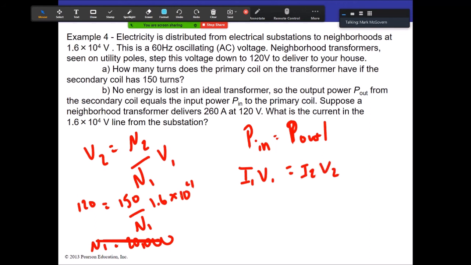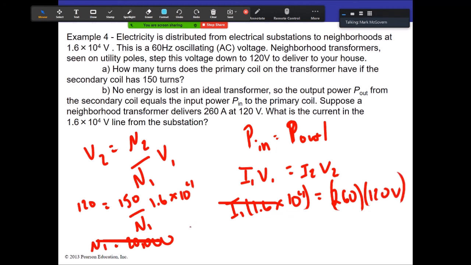So I put in my numbers here. I don't know what I1 is. That's what I'm looking for, right? V1 is a whopping 1.6 times 10 to the 4 volts. Current, 260 amps. Don't touch that. 120 volts. Solving for I1 gives you, I worked it out, right? Somewhere. I don't have a slide for this right now. I've got to make one. 1.95 amps. So that's really the current going on in those.